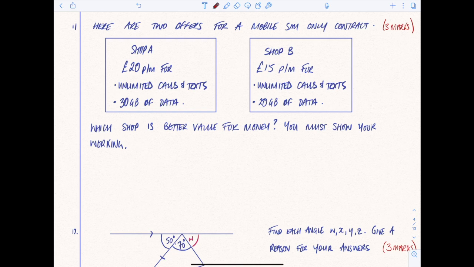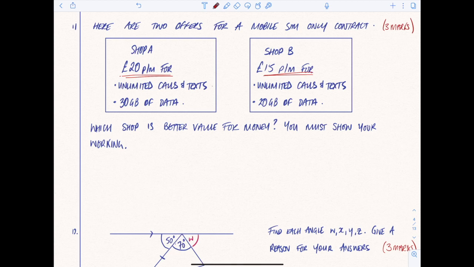Okay, so ultimately, when you get a Best Buy question where it says which one is better value for money, or where should I buy from, you need to make it so you can compare the values. At the moment, Shop A, Shop B, I've got 2 SIM contracts here, so 2 offers for a mobile SIM only. Shop A is £20 per month, Shop B is £15 per month. So the value of money is different.